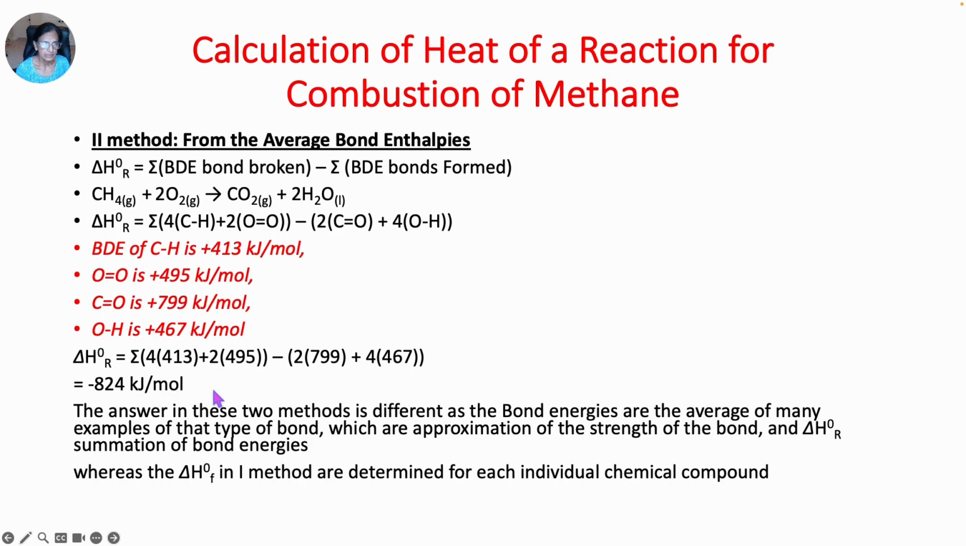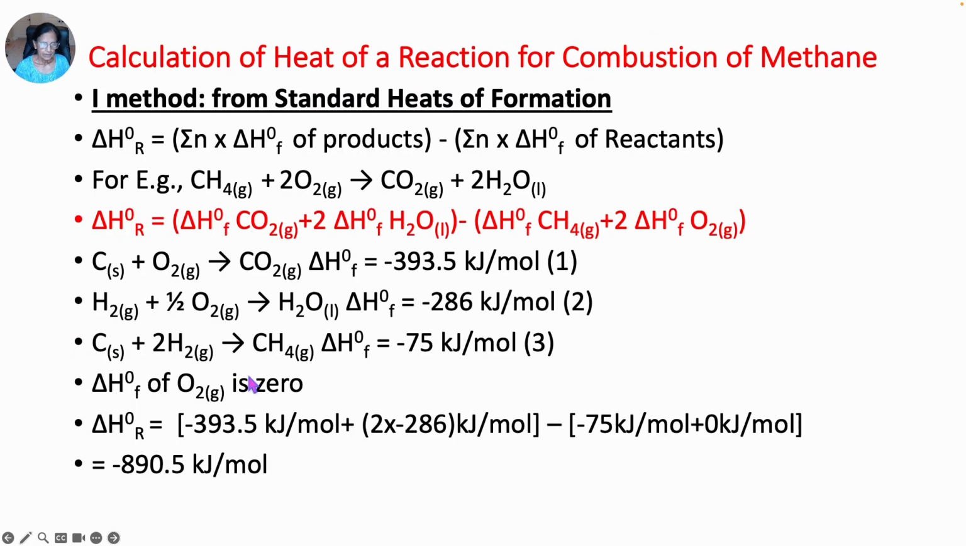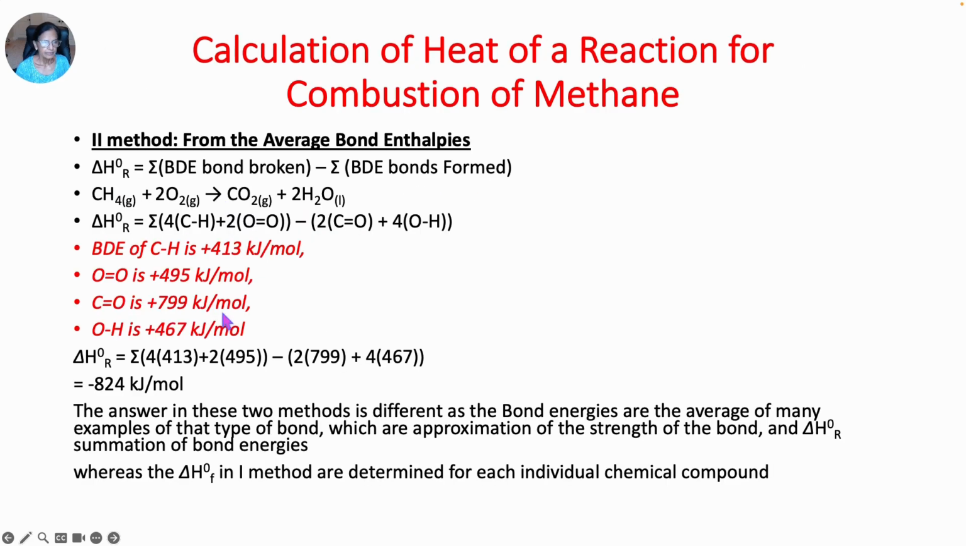Now you see the difference. In the first method, we got minus 890.5 kilojoules per mole for the same combustion of methane. Now in the second method, we got minus 824 kilojoules per mole. The answers are different in these two methods, as the bond energies are always averages of many examples of that type of bond, which are approximations of the strength of the bond.